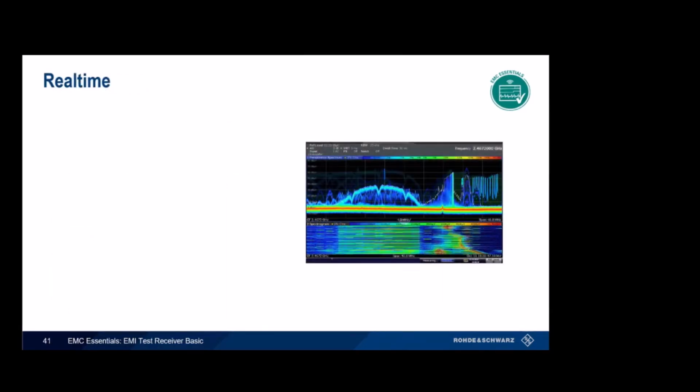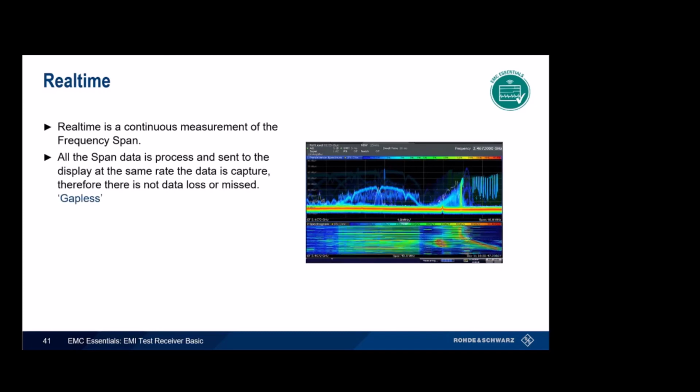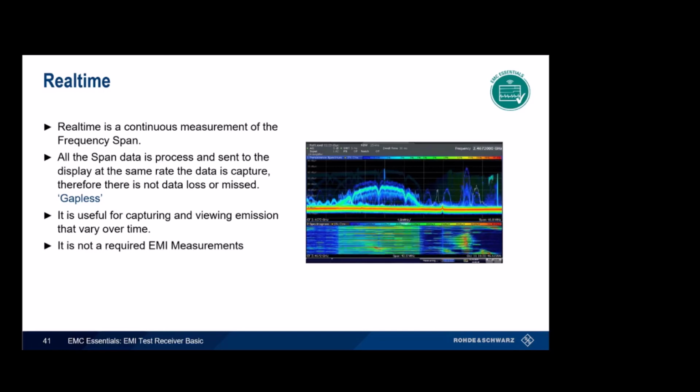The next available tool for EMI receivers is RealTime. RealTime is actually a continuous measurement of the frequency span. All of the span's data, all of the frequency, is processed and displayed at the same rate it is captured. Therefore, there are no gaps, or it's gapless. This is useful for capturing and viewing emissions that vary over time and that have short periods that are hard to capture. Again, this is not required to do the EMI measurement, but sometimes it's required to do the debug so you can pass your EMI measurement.